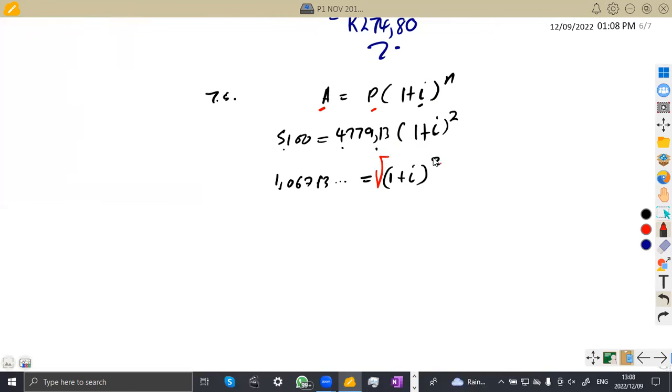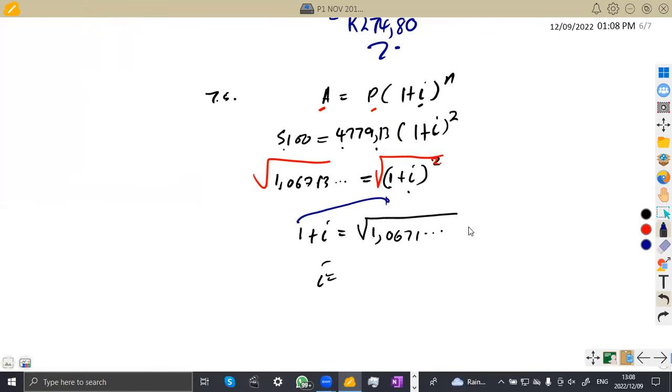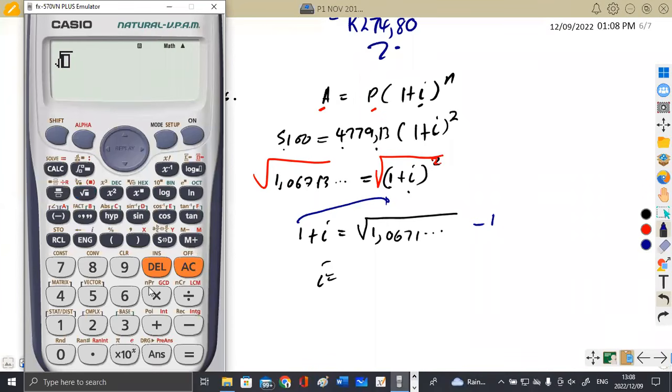We have been given a square, so you square root both sides. By doing this, you're going to remain with 1 plus i, which is equal to the square root of this number here, the square root of 1,0671 and so on. So i is equivalent to, we can transpose 1 to that side, which is going to be a -1. So i is going to be the square root of the answer that we had.